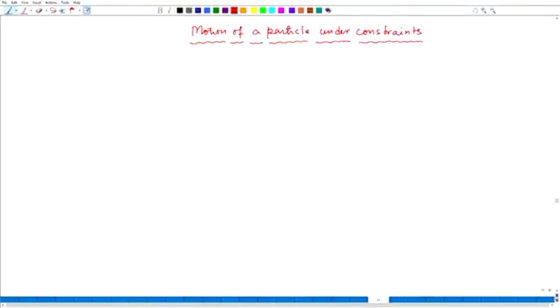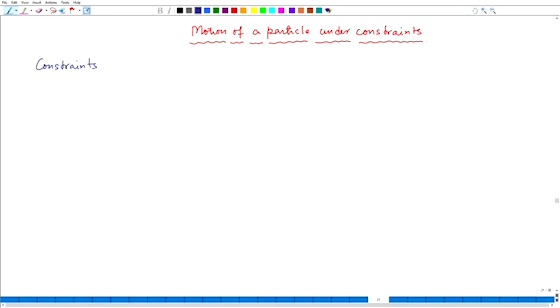Hello and welcome to another lecture of classical motion of a single particle. In this lecture, we simply continue our previous discussion on motion of a particle under different types of constraints. So, already I have introduced several types of constraints. If you remember, before even classifying the constraints, I defined constraints in the framework of classical mechanics.